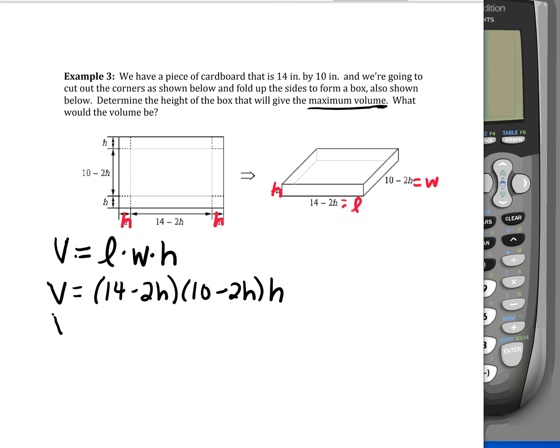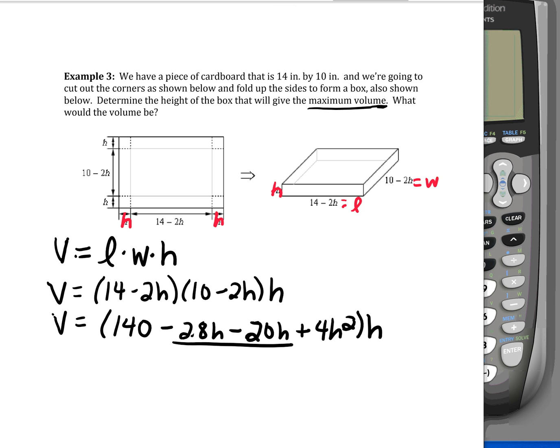And then if you don't want to have to use product rule, I would recommend multiplying this out. So we would get 140 minus 28h minus 20h plus 4h squared. And then if you distribute the h in while simultaneously combining these two, we would get 140h minus 48h squared.